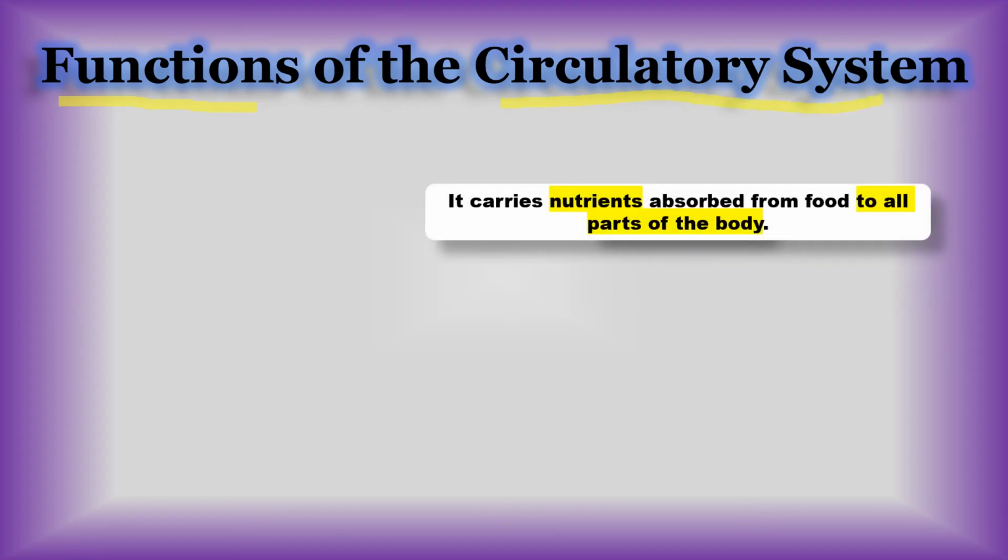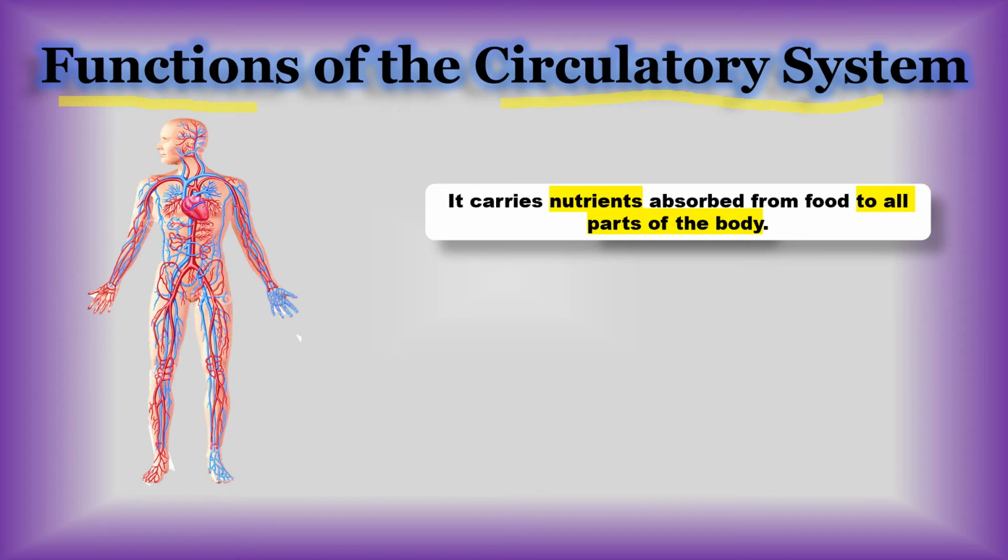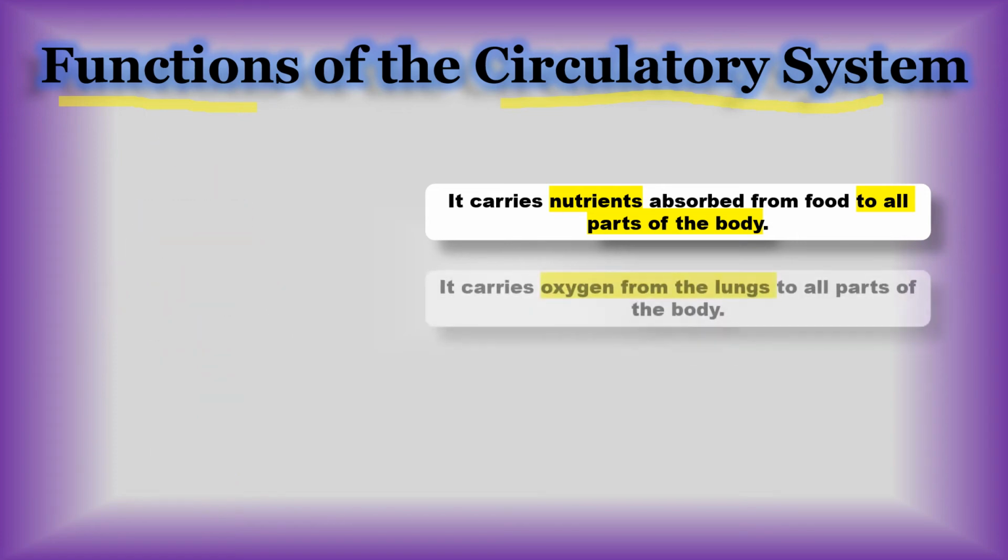Now the first point. It carries nutrients absorbed from food to all parts of the body. Children, we eat food. Whatever food we eat in our body, its breakdown and its nutrients change into energy. And that absorbed energy or nutrients is circulated by the circulatory system in our body. Is it clear? Now next.